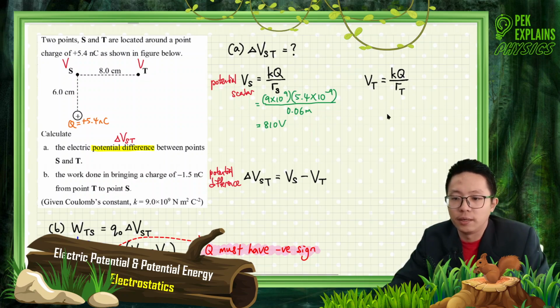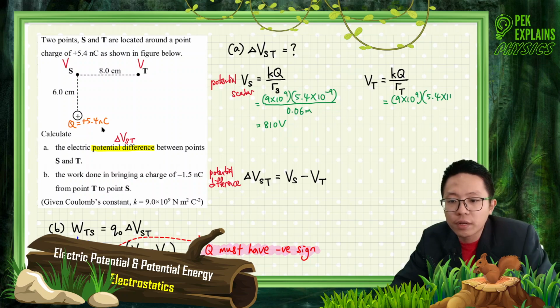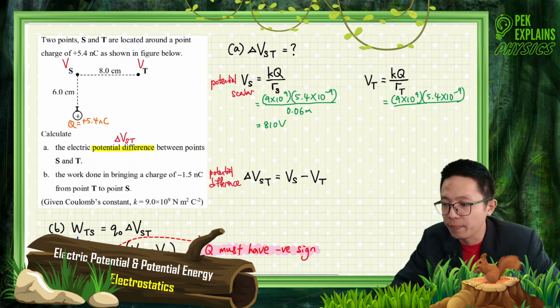Now how about Vt? Vt is 9 times 10 to the power 9. So what's the charge? The same charge, also 5.4, positive point charge. So it's 5.4 times 10 to the negative 9, divided by the distance. How far is Vt to the point charge? Don't put 8 cm. 8 cm is T to S, not to the point charge. So RT is actually this one.